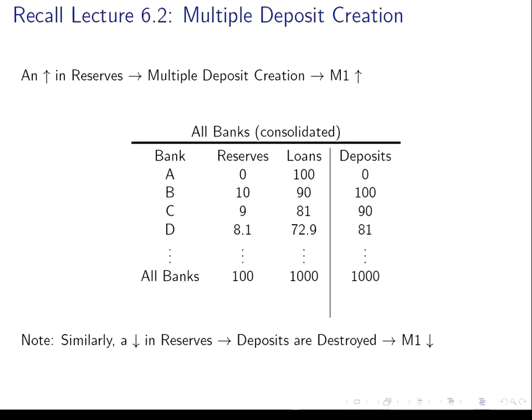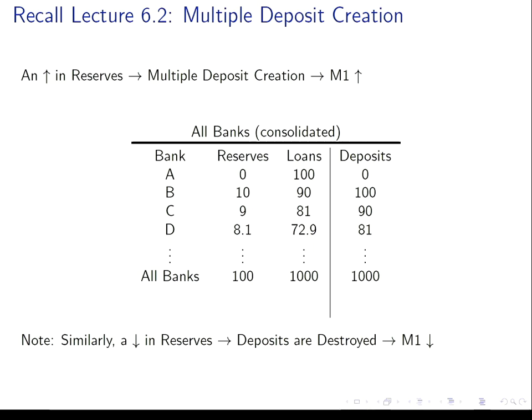So let's start with the key slide from lecture 6.2. And there we discussed the concept of multiple deposit creation, right? And we said that if the central bank increases reserves, or in other words, monetary base, because monetary base M0 is equal to currency in circulation plus reserves, right? And we said that if the central bank increases reserves, that leads to the process of multiple deposit creation, which increases money supply.